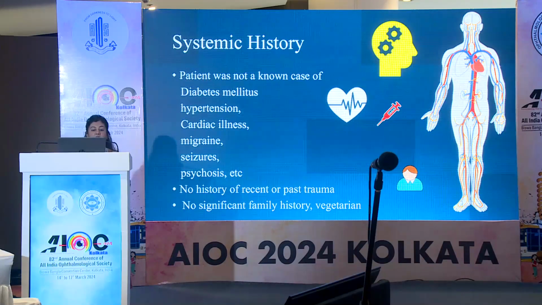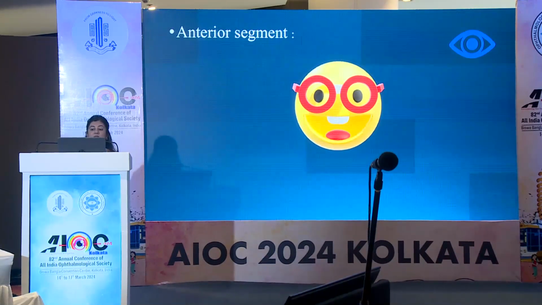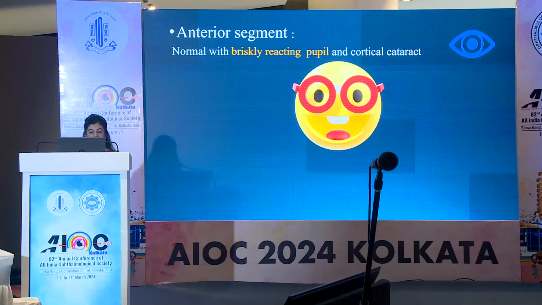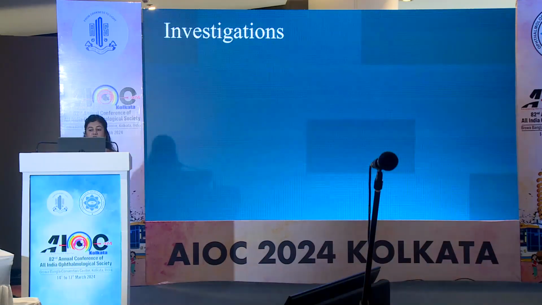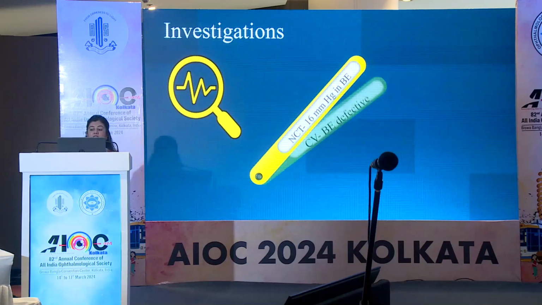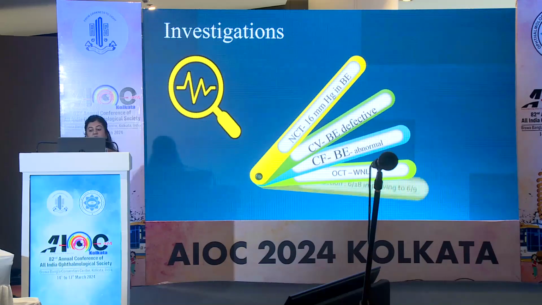Her systemic examination and history were normal. She did not have any history of trauma or surgery. Her family history was normal, and she was a vegetarian by diet. Anterior segment showed cortical cataract with a normally briskly reacting pupil. Fundus examination was normal. Coming to the investigations, NCT was normal, color vision and central fields were abnormal, OCT was within normal limits, and her vision was improving to 6/9.